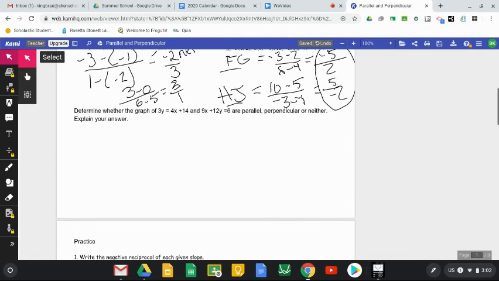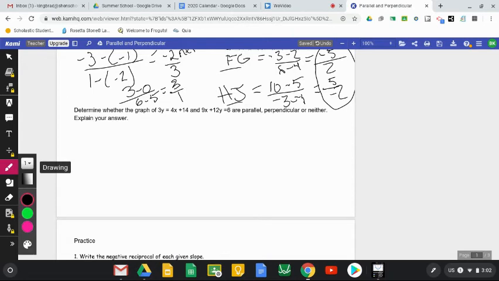All right, next one. Determine whether the graph of that and that are parallel, perpendicular, or neither. Explain your answer. So go ahead, tell me which one they are. And now tell me why you picked that.